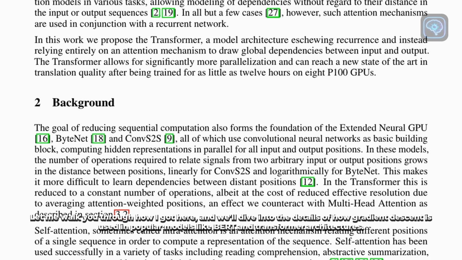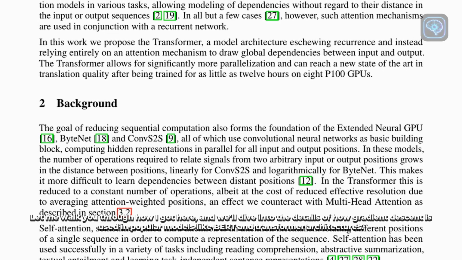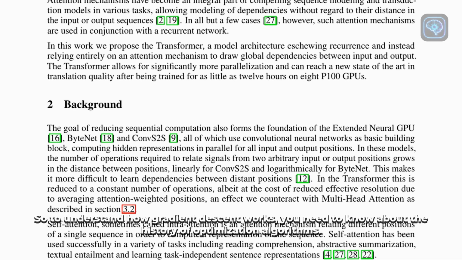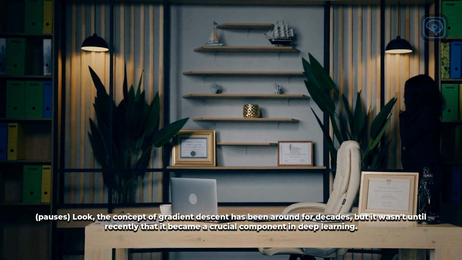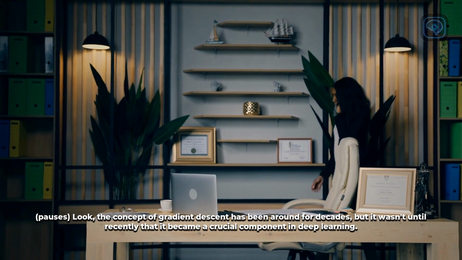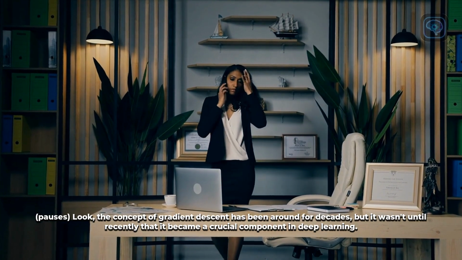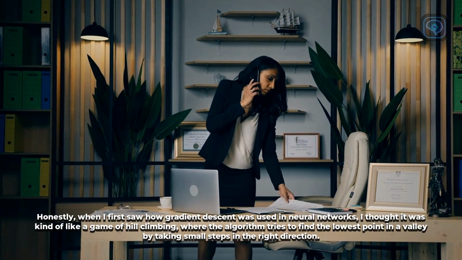So to understand how gradient descent works, you need to know about the history of optimization algorithms. Look, the concept of gradient descent has been around for decades, but it wasn't until recently that it became a crucial component in deep learning. Honestly, when I first saw how gradient descent was used in neural networks, I thought it was kind of like a game of hill climbing, where the algorithm tries to find the lowest point in a valley by taking small steps in the right direction.